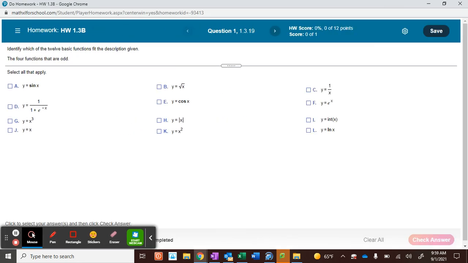There are 4 functions that are odd functions. Okay? The sine of x. What did we just say the sine of x was? Even or odd? Odd. So that's going to be one of our functions that's odd.